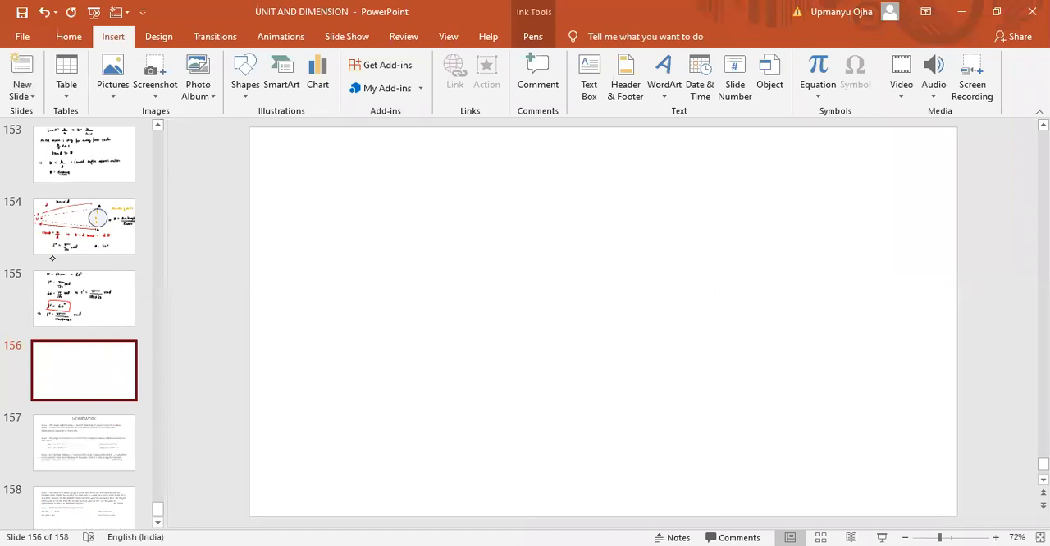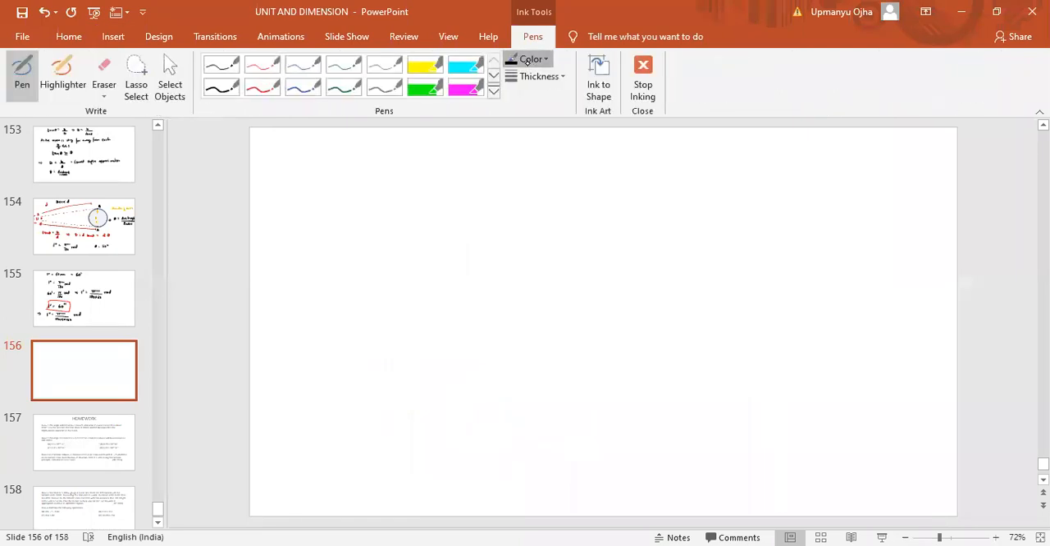Some units of length are there, like Fermi. So what is one Fermi? 1 Fermi is equal to 10 to the power minus 15 meters. So whenever Fermi is there, it means 10 to the power minus 15.